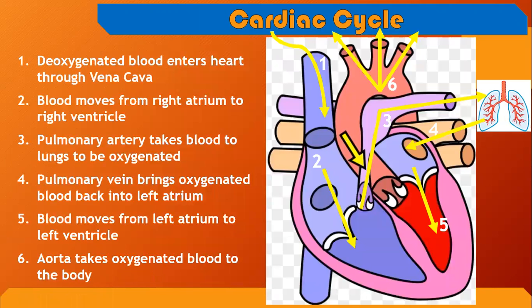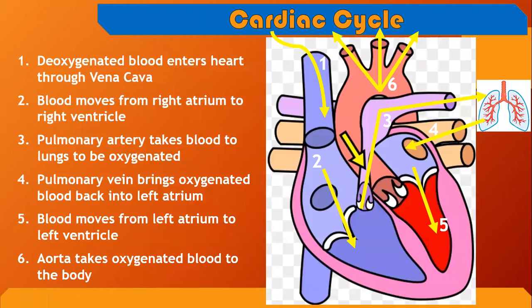The diagram on your screen now, with the yellow arrows, represents the flow of blood through the heart. As you can see, it starts up with number 1 at the top with the deoxygenated blood entering the heart through the vena cava. The blood then flows through the right atrium to the right ventricle, and at that point it is taken through the pulmonary artery to the lungs to be oxygenated.